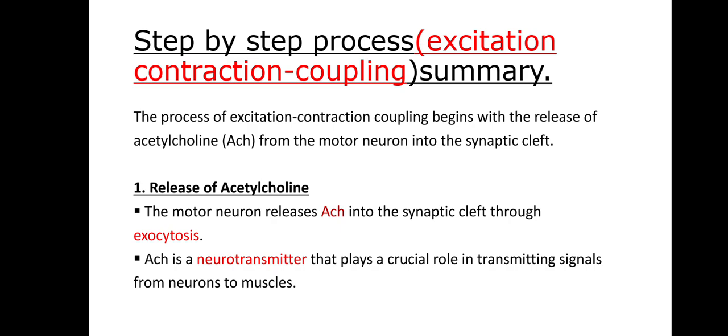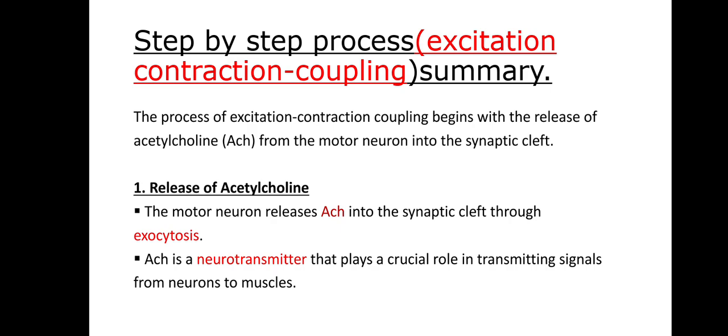The sarcomere is made up of two types of filaments, the thin filament and the thick filament. These two are what really facilitate the contraction of a skeletal muscle. If you have that background knowledge, then we're good to go. Let's start now. The process of excitation-contraction coupling begins with the release of acetylcholine from the motor neuron into the synaptic cleft.